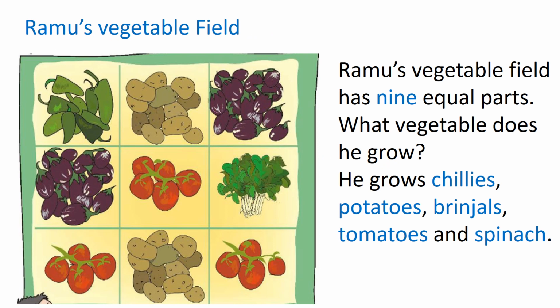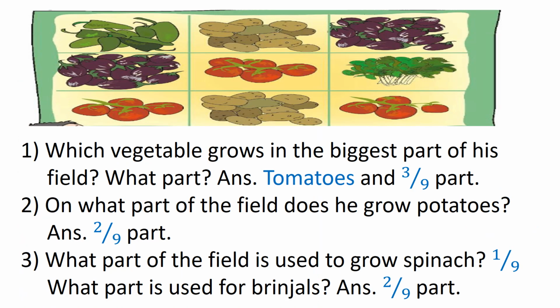Ramu's vegetable field. Ramu's vegetable field has 9 equal parts. What vegetables does he grow? He grows chilies, potatoes, brinjals, tomatoes and spinach. Which vegetable grows in the biggest part of his field and what part is it? From the picture we can see it is tomatoes which grows in the biggest part of his field and it is 3/9 part.